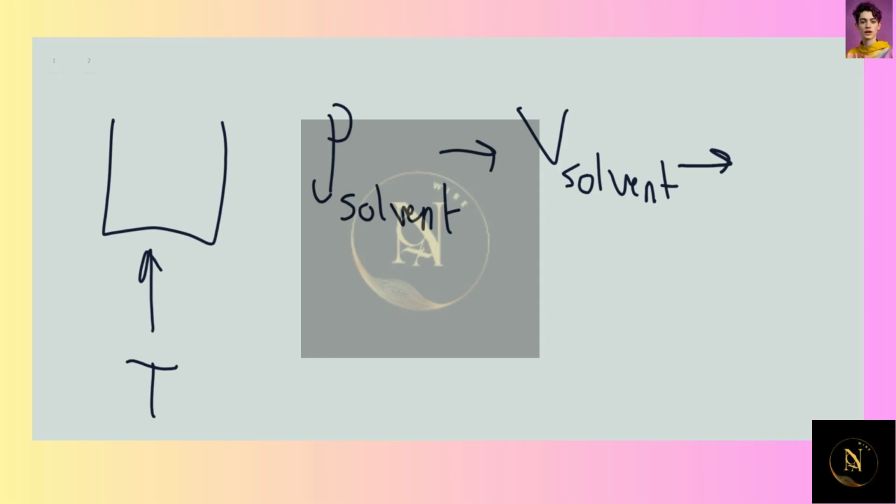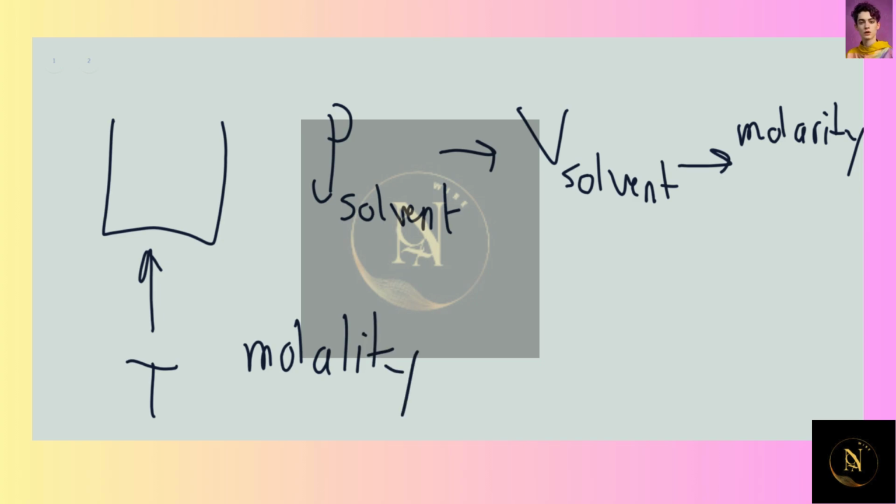And hence, this means that the molarity changes because I'm dealing with a fixed amount of solute and fixed number of moles of solute in a changing volume of the solvent, and hence the molarity might change if, let's say, the density changes due to temperature.